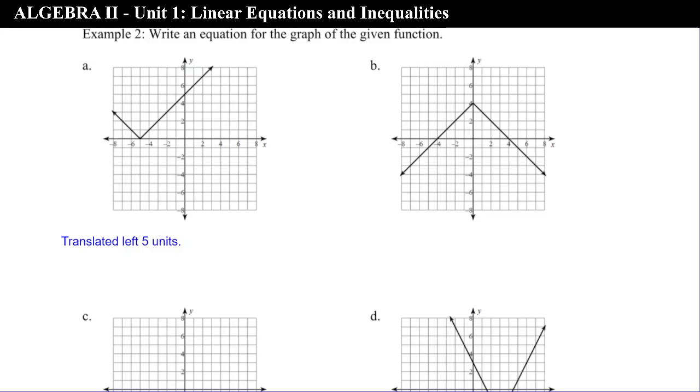So an equation that we can write for this is f of x equals the absolute value of x plus 5. Because remember, when you have a translation to the left, it's going to happen to that number on the inside of the absolute value, and it's minus a negative 5, so therefore it ends up being plus 5.